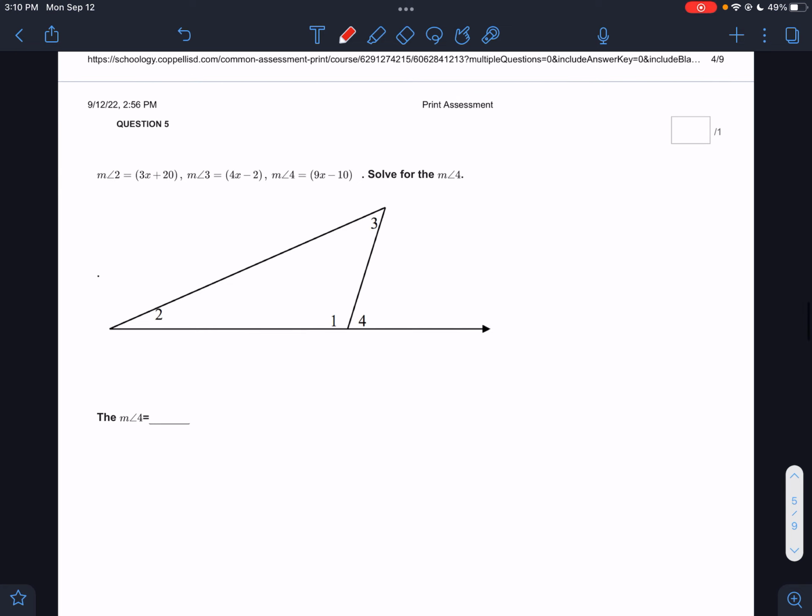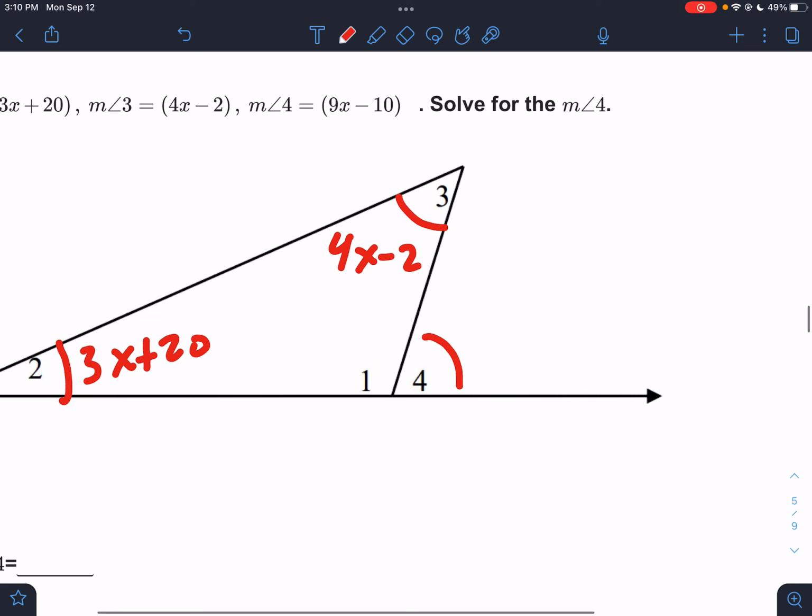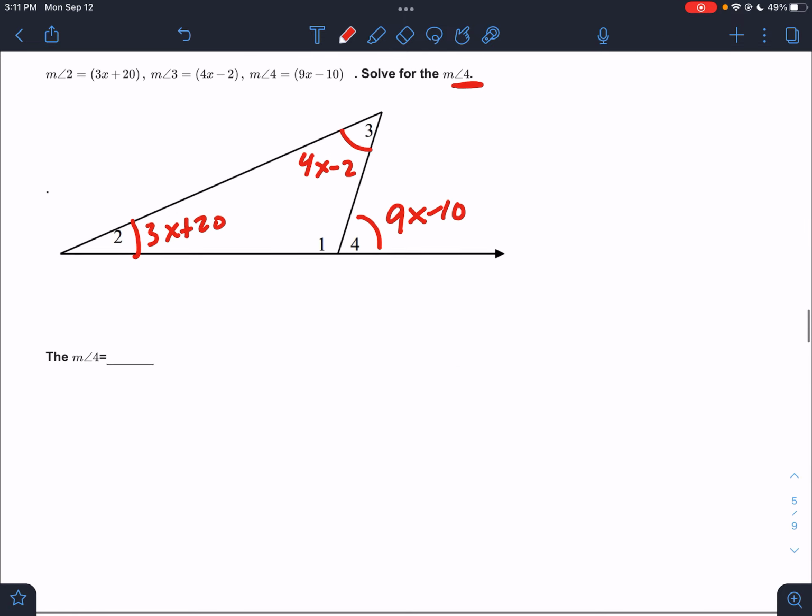All right. Next one, number 5, angle 2. They tell us here is 3x plus 20. Angle 3 is 4x minus 2. And angle 4 is 9x minus 10. Okay. Solve for angle 4.